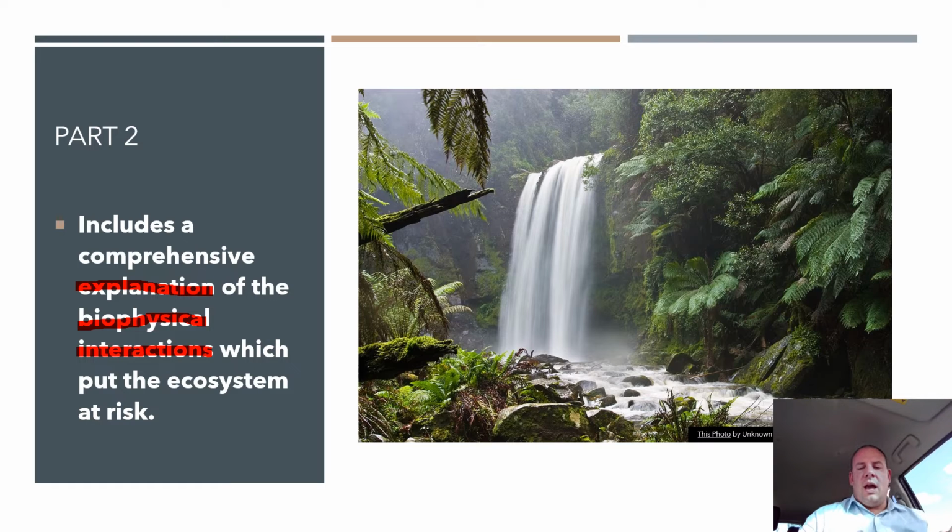biophysical interactions. And remember, you're not just stating, so you're not just saying at Shelley Beach there's sand, therefore that's the lithosphere. You need to explain why it's the lithosphere. Sand is a mixture of different parts of rock that's been transported. This is what the lithosphere is. Okay, I hope that helps you.